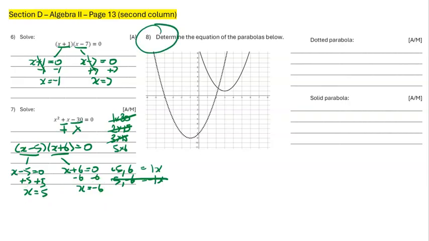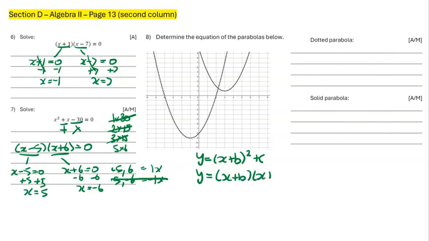Now on to question number 8, and this is when we're trying to determine the equation of the parabolas. We've got 2 parabolas. Remember, you got these in the formula sheet, so your formulas could either be y is equal to x plus b squared plus c. That's for the vertex method, or it could have been x plus b, x plus c.